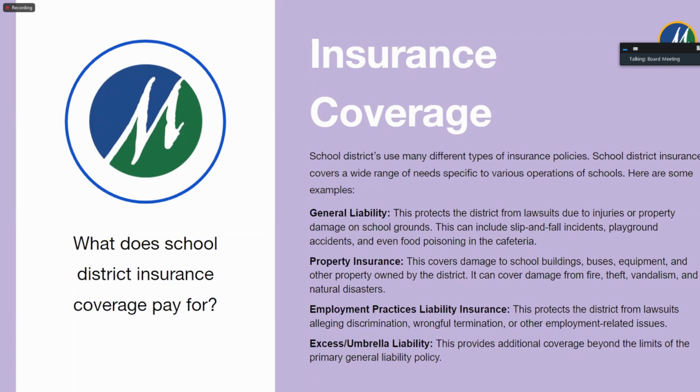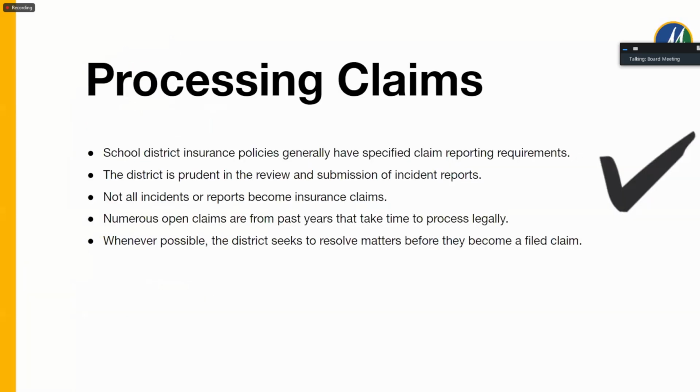So just to understand, what does the insurance coverage pay for? First, school districts have several different kinds of insurance policies that cover a wide variety of things. There's general liability, which is protection from lawsuits due to injury, property damage, things that happen on school grounds. Property insurance, covering the buildings, the buses, equipment, damage from fire, theft, vandalism and natural disasters. Then there's employee practices liability insurance, which protects the district from lawsuits alleging discrimination, wrongful termination, and other employee-related issues. And then there's umbrella liability, which covers beyond the limits of our primary general liability. Let's go to the next slide.